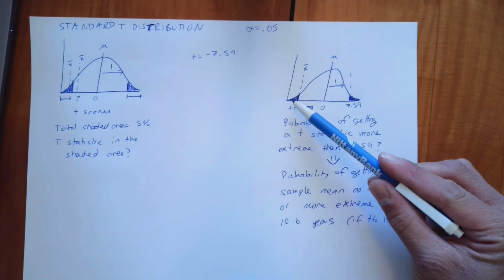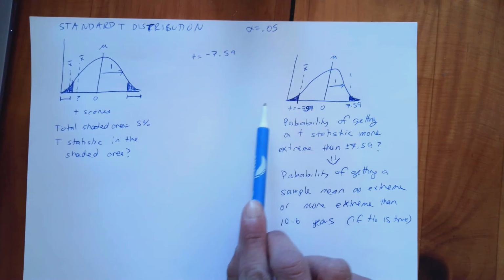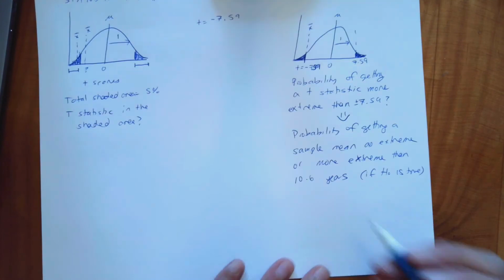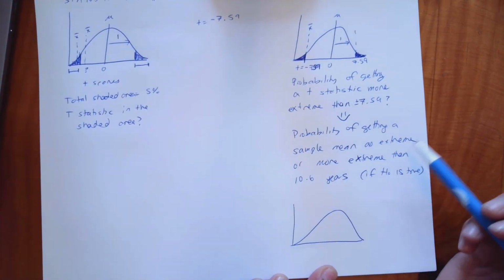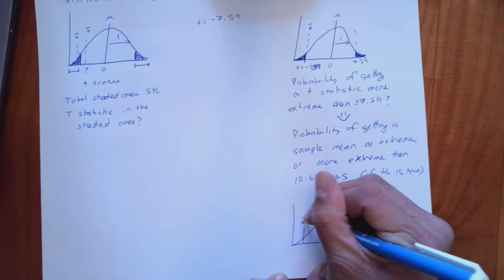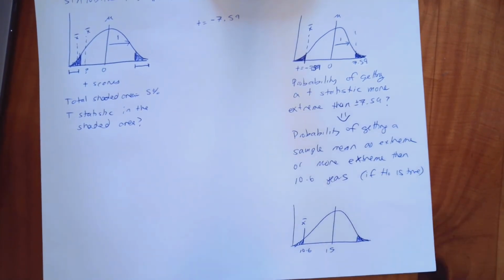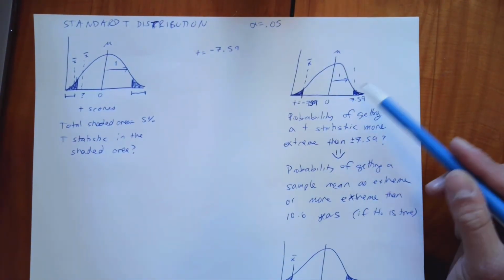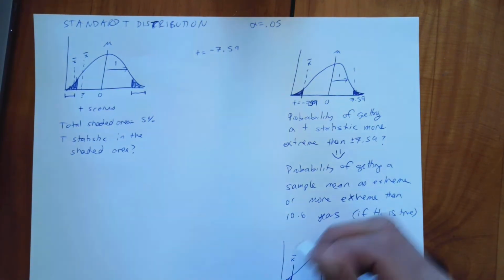The probability of getting a t-statistic that's more extreme than 7.59, so that's less than negative 7.59 or more than 7.59, is equal to the probability of getting a sample mean that's as extreme or more extreme than 10.6 years if the null hypothesis were true. And because we're looking at minus 7.59 and 7.59 in this two-tailed test, we would be looking at both sides of the graph on our not standardized version as well.